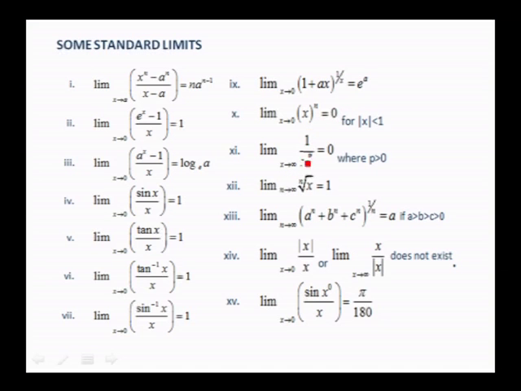Limit as x tends to infinity of 1 over x to the power of p is 0 whenever p is greater than 0, because you have got a higher power in the denominator, that x to the power of p will be in the denominator, so that it becomes infinity. So, this is very important.